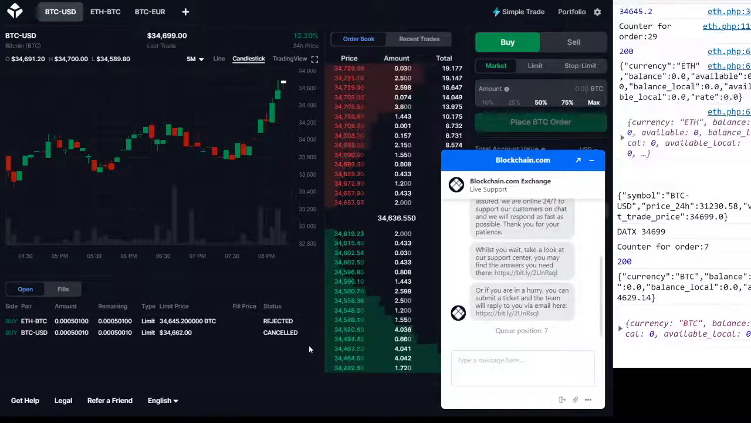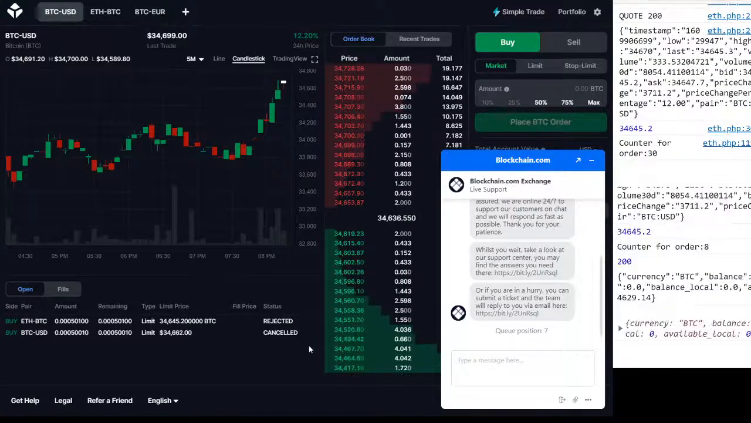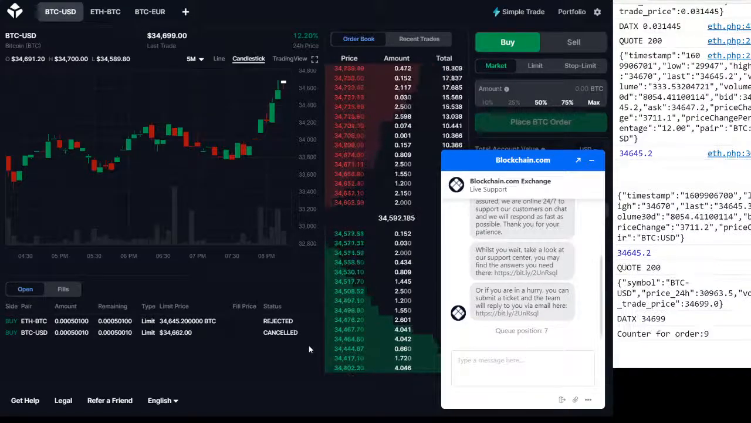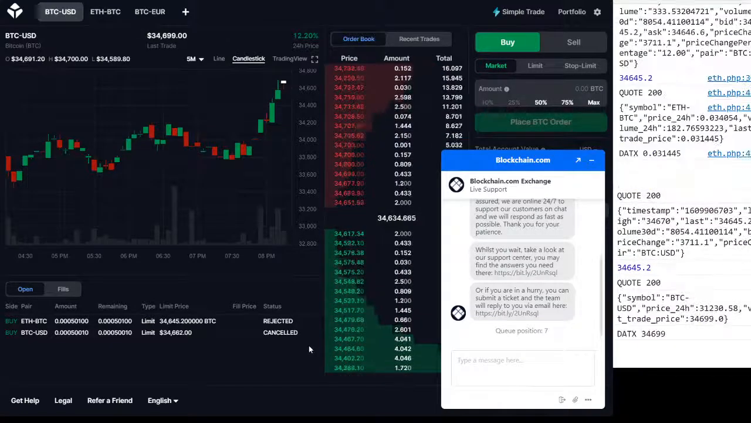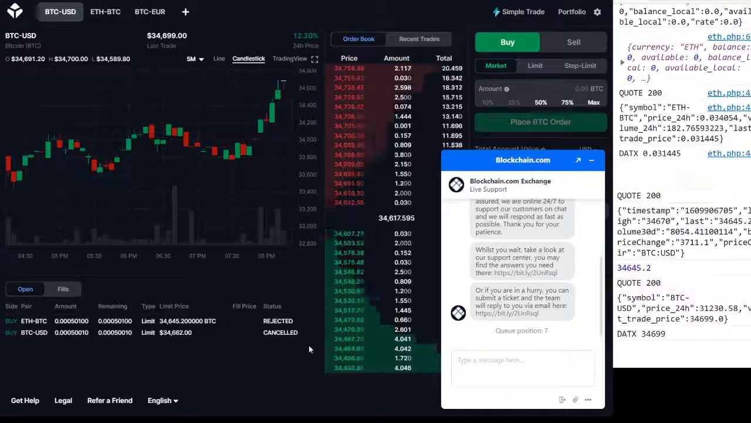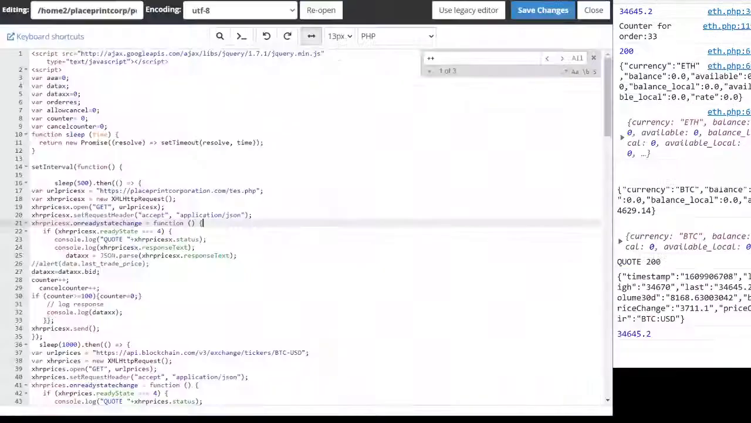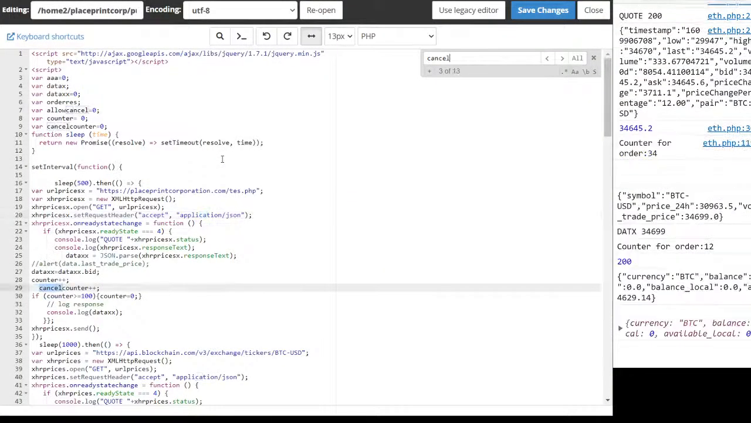BTC, USD. What the fuck? Why is it getting canceled? Alright, we need to get to the bottom of this real quick. Forget about the Ethereum right now.